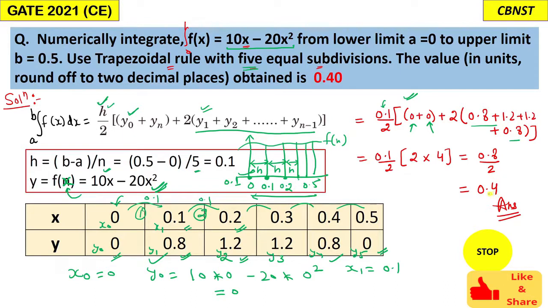So you can write either 0.4 or 0.40. Both are one and the same thing. That means if we integrate this function 10x minus 20x squared from 0 to 0.5, we will get 0.4 as the answer, or the numerical value of this integration. Okay, so yeah, this was all about this question.